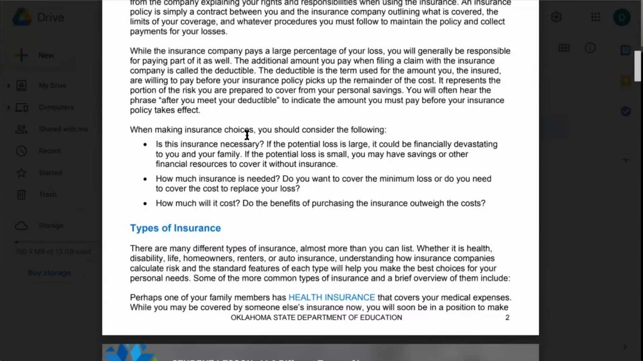Is this insurance necessary? If the potential loss is large, it could be financially devastating to you and your family, and helping students to understand that. How much insurance is needed? Do you want to cover the minimum loss, or do you want to cover the cost to replace your loss? And then how much will it cost? Do the benefits of purchasing the insurance outweigh the costs?